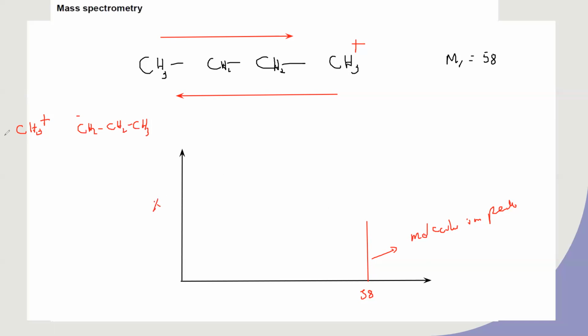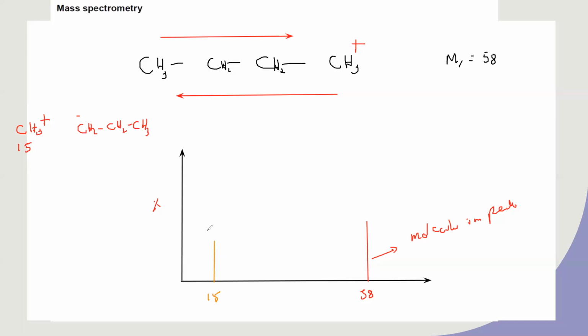So you only obtain the ions. So maybe it will break into CH3 and another fragment radical. So you will only detect CH3. So if you detect CH3, what will you get? You will get another peak. And what will that peak be at? This one will be a peak at 15. So there is a peak at 15.